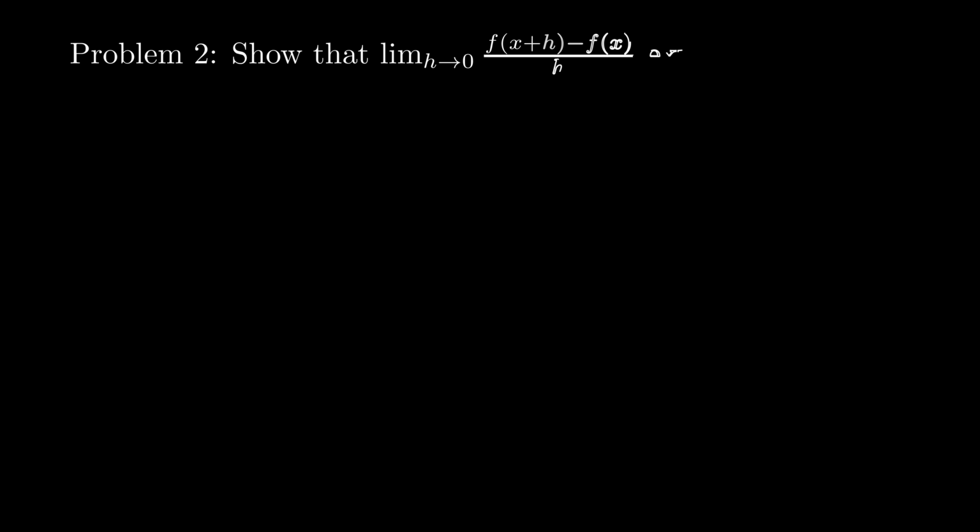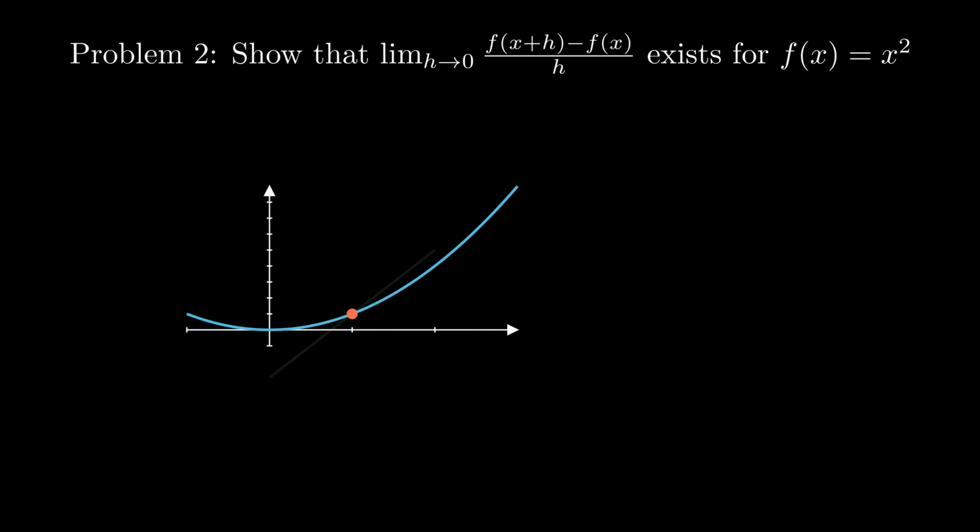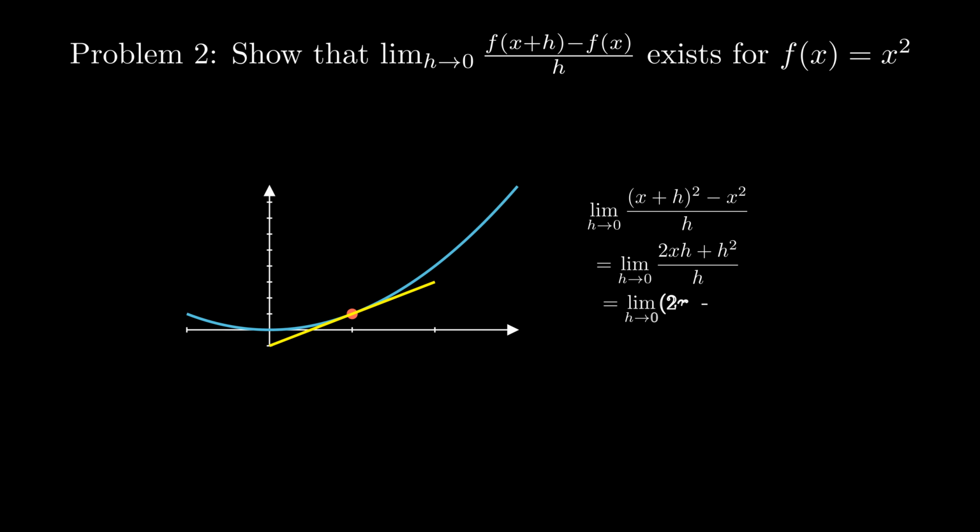Now let's examine a fundamental limit in machine learning, the derivative used in gradient descent. For the function x squared, we can visualize how the difference quotient approaches the derivative as h approaches 0. The algebraic solution shows the limit exists and equals 2x. This derivative is exactly what gradient descent uses to optimize machine learning models.